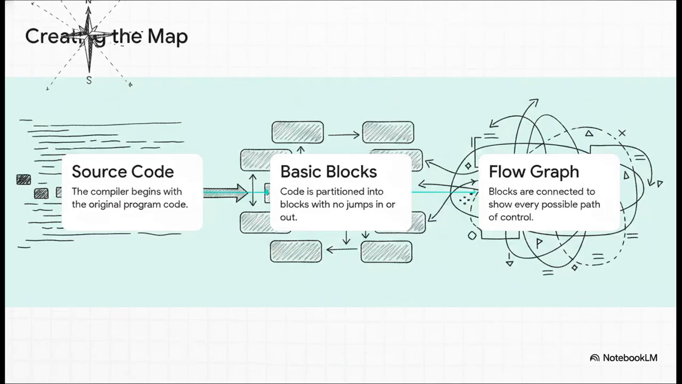And creating this map happens in a few stages. So first, you can see the code gets broken up into what are called basic blocks. These are just uninterrupted sequences of instructions. Next, those blocks are connected with arrows, and those arrows represent every possible turn or decision the program could make. The final result of all this is what we call a flow graph, and that is the compiler's complete map.